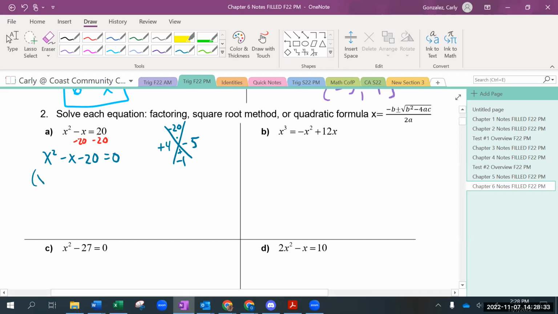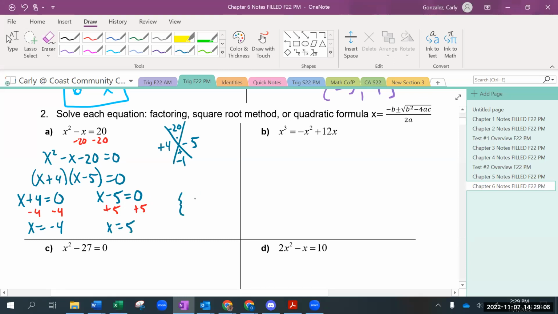So we can factor this into x plus 4 and x minus 5 equals 0. So now that it is in factored form equal to 0, we can set each factor to 0 and solve. With x plus 4 equals 0, we'll subtract 4 from both sides to get x equals negative 4. And x minus 5 equals 0. We'll add 5 to both sides to get x equals 5. That gives us our two solutions, negative 4 and 5.